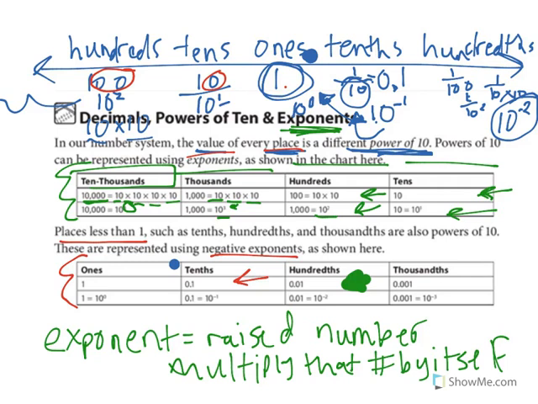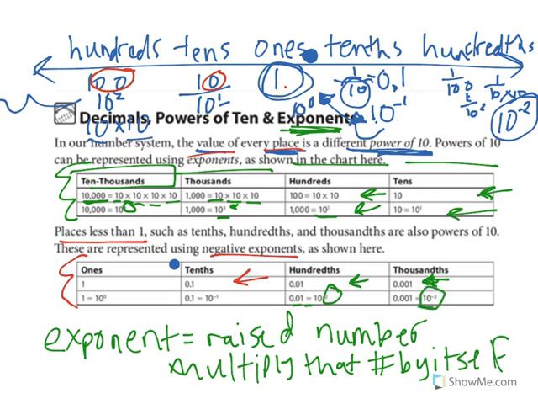Then we see 0.01. Ooh, that's ugly. I'm going to erase that. We see 0.01, and we know that this is 10 to the negative second. 2 place values past the decimal point, so it's negative second. Then we see thousandths, okay? 0.001, 3 place values to the right of the decimal point, meaning we have 10 to the negative third.